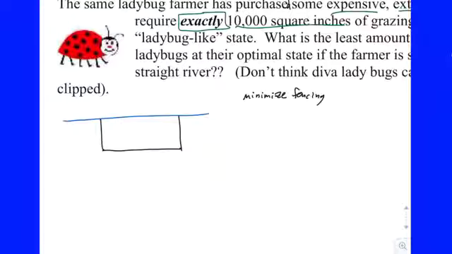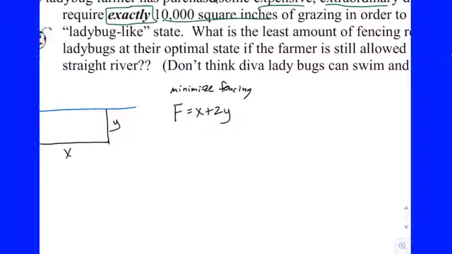So if we use the same labels here, we'll call that y, we'll call that x. You always start with your primary equation. Let's call that f for fencing. And again, like we had before, it's going to be x plus 2y. But now instead of that being a constraint, that's our primary equation. So I need to get that in terms of a single variable. What is the constraint?